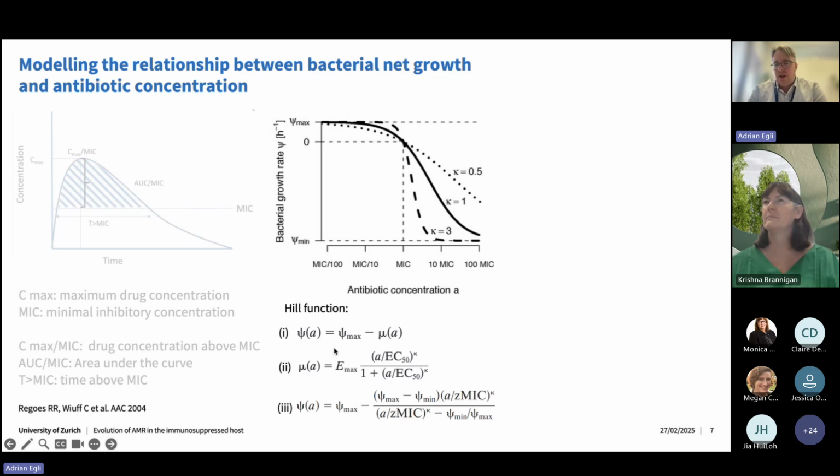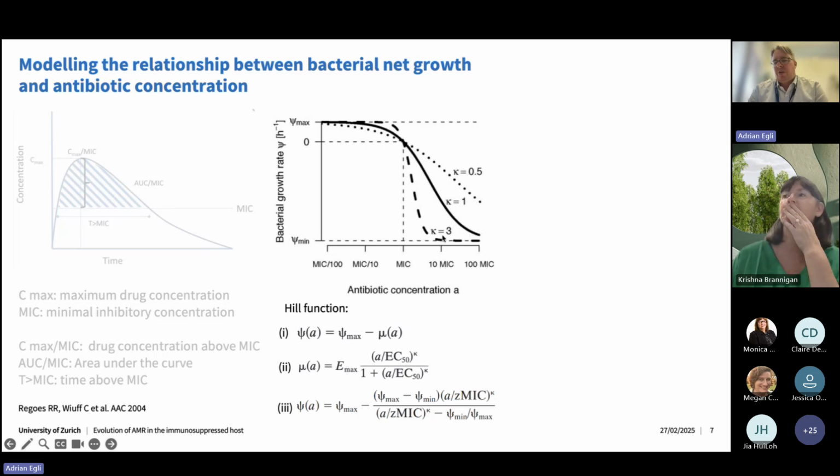I will not go here into the mathematical details, but what is very important here, you can see on the y-axis the bacterial growth. So this can be described from the maximum. The bacteria can go to the minimum where the bacteria is basically dead. And you can see here that along a line of MIC, so that's the amount of antibiotics you give above a certain MIC concentration, the bacterial growth obviously is inhibited stronger.